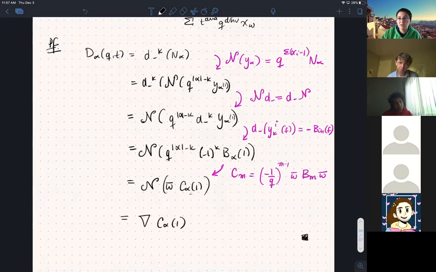So the proof is incredibly beautifully short, and it just follows from a bunch of identities that were not so trivial and not so short to prove. And that's it.